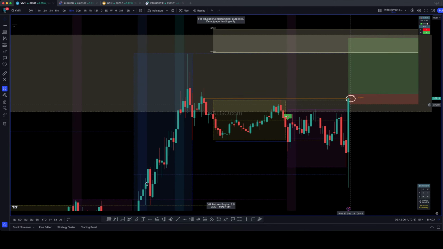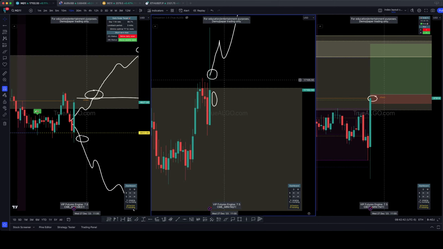NQ still struggling like crazy at the top of our box. Notice how the circle is where we look for the closes to occur. And right now, you can see the NQ has sold off. And the wicks are nasty. Look at that wick sitting in the box. That's why we talk about having a slightly higher time frame close than what most people are used to.